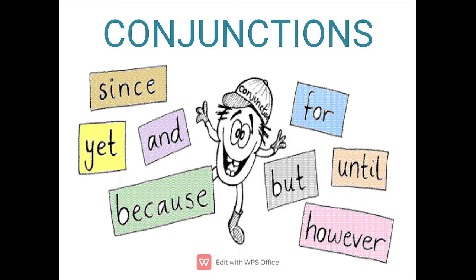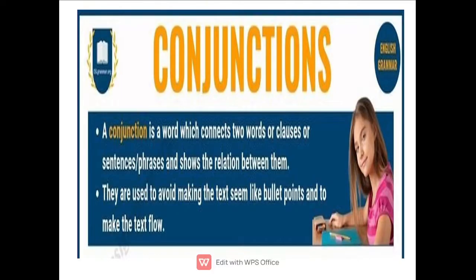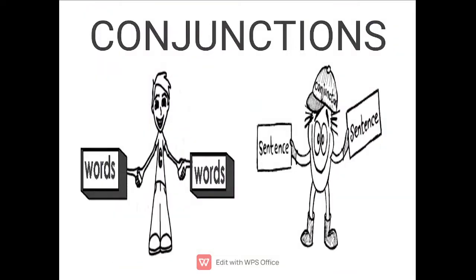Today we are going to study conjunctions, and you can see there are so many words right before you: since, yet, and, because, for, but, until, however. And we always keep wondering how we use these words. So let us understand. A conjunction is a word which connects two words, clauses, sentences or phrases, and they are used to avoid repetition and make the text flow. That means you need not repeat your subject or verb again and again. They are basically the joining words that join your words or your two sentences.